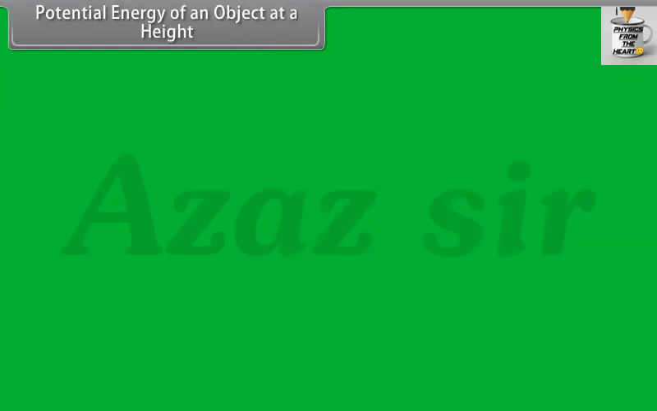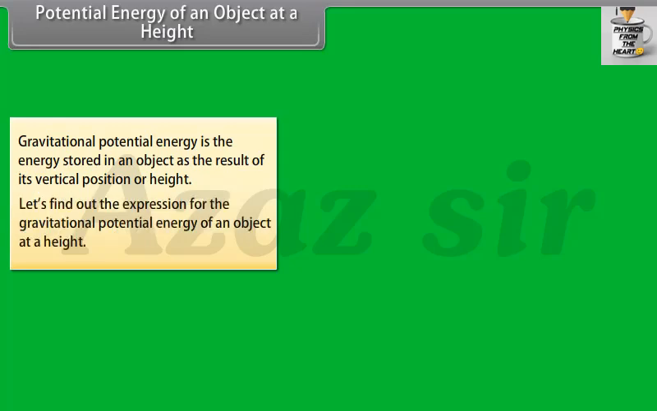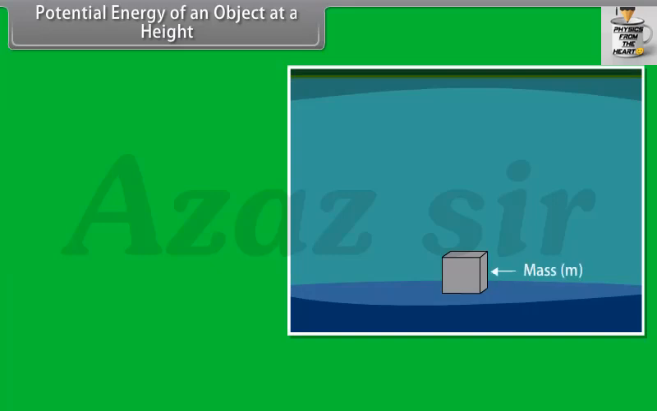Potential energy of an object at a height. Gravitational potential energy is the energy stored in an object as the result of its vertical position or height. Let's find out the expression for the gravitational potential energy of an object at a height. Consider an object of mass m. Let it be raised through a height h from the ground.